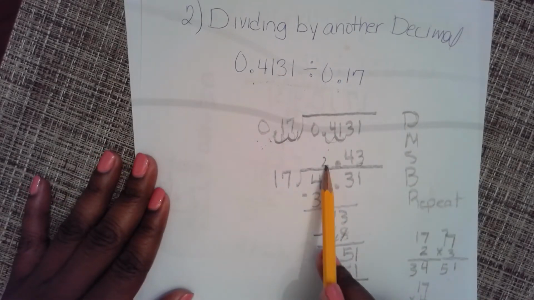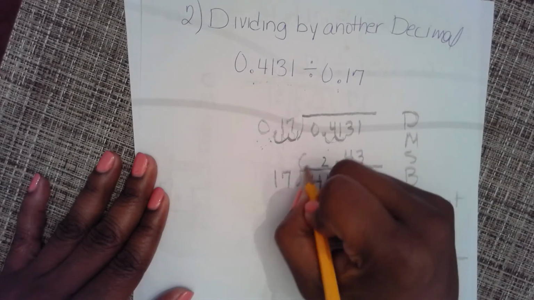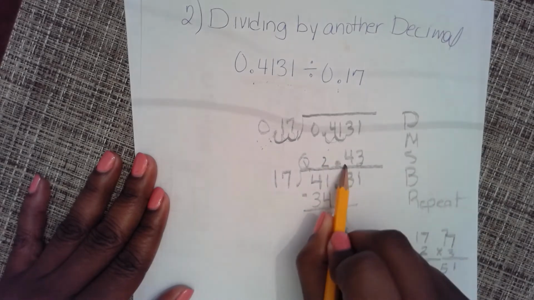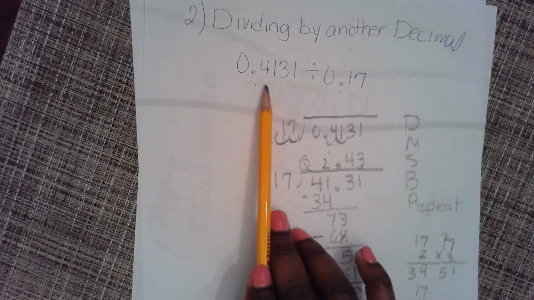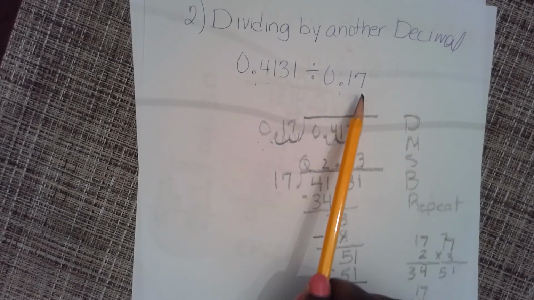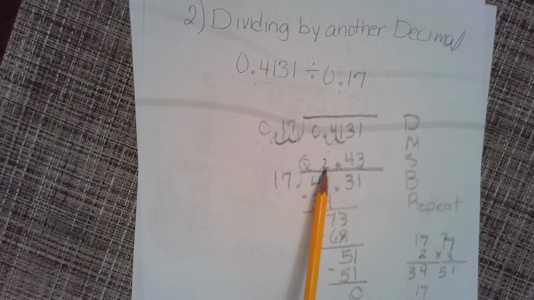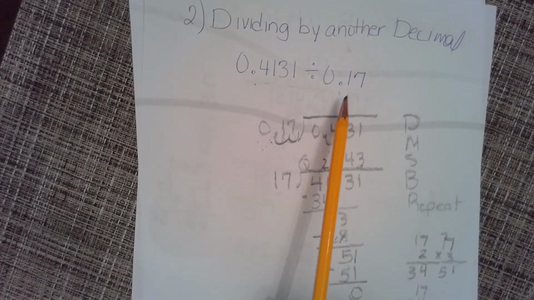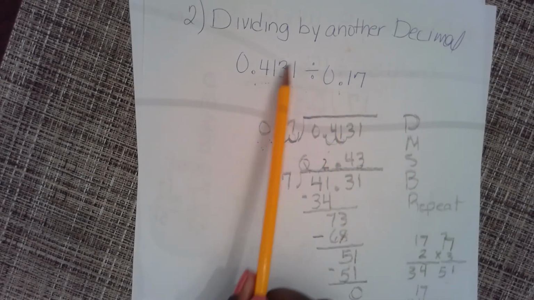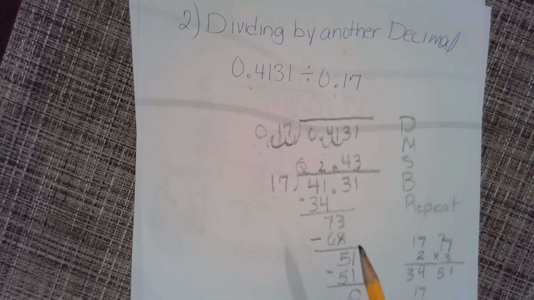So my quotient, or my answer, is right here. My quotient is 2.43. So 4,131 10 thousandths divided by 17 hundredths is going to equal a quotient of 2.43. You can always take 2.43, which is 2 and 43 hundredths, and multiply it by 17 hundredths to make sure your answer is correct and that you get this dividend of 4,131 10 thousandths.